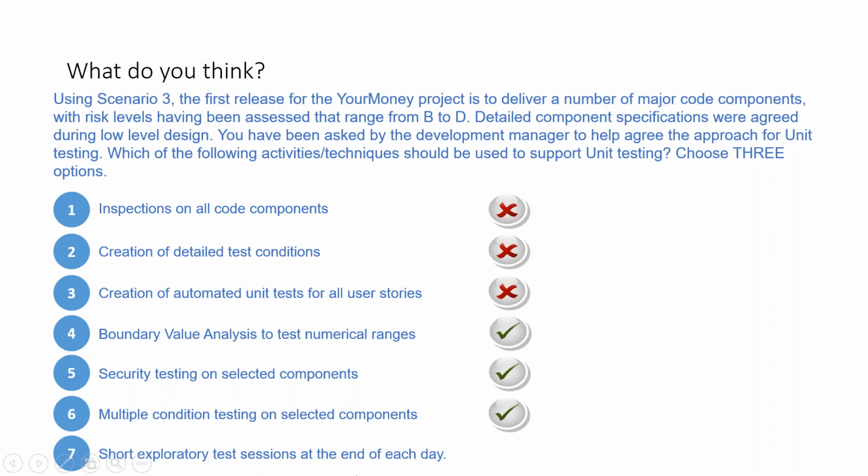Short exploratory test sessions at the end of each day. This is again no exploratory testing, there is no agile process here. Everything is a very formal kind of context. So you may not recommend it because there is no agile kind of thing. And what the strategy told is that you apply experience based testing, system test onwards. So based on that also this is not a right answer. So this is how we answer.